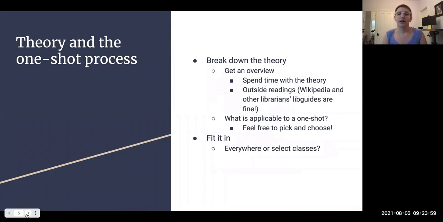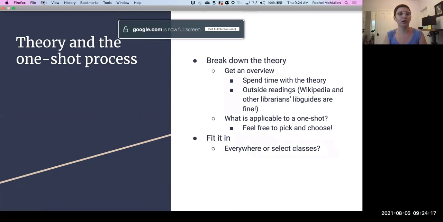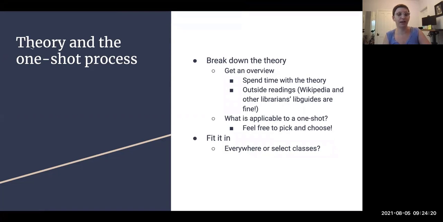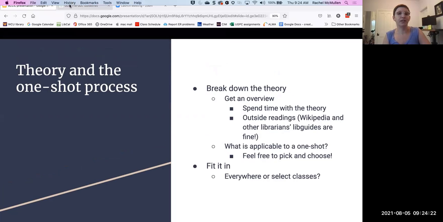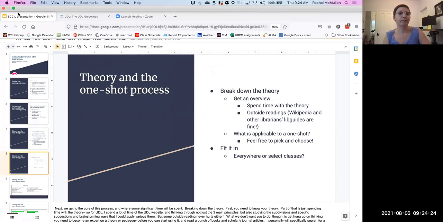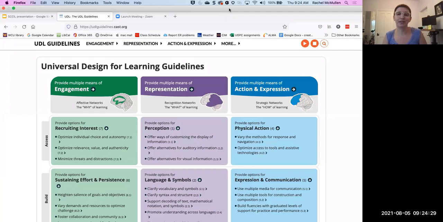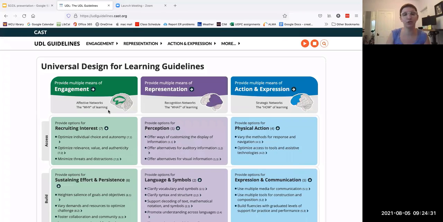Okay. Now we're moving into the real nitty-gritty, which is thinking about breaking down theory. We've broken this down into two steps. The first one is to get an overview of the theory or pedagogy, and then get real serious about thinking about how to apply that to the one-shot. So I'm going to escape from my full screen for just a second so I can zip over, sorry, a little technical difficulty there, to the Universal Design for Learning website.